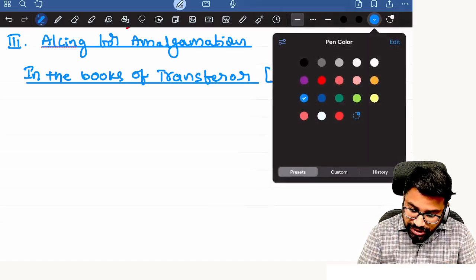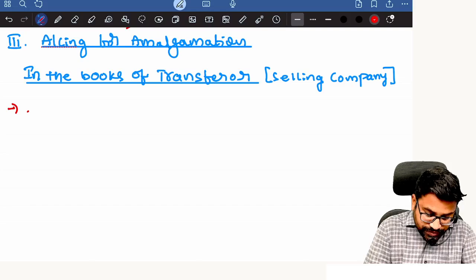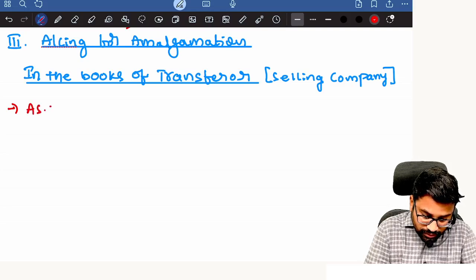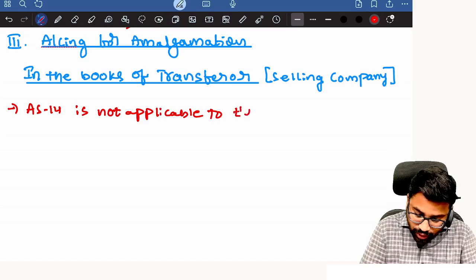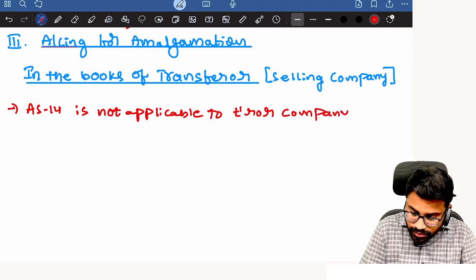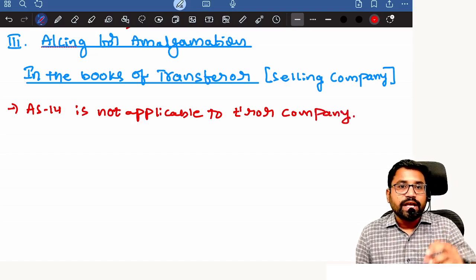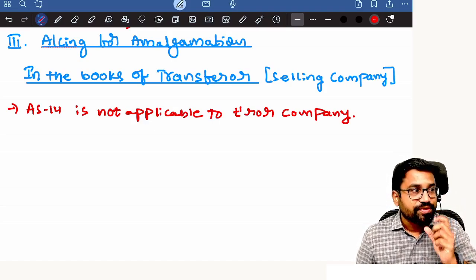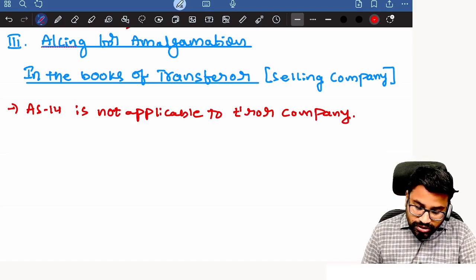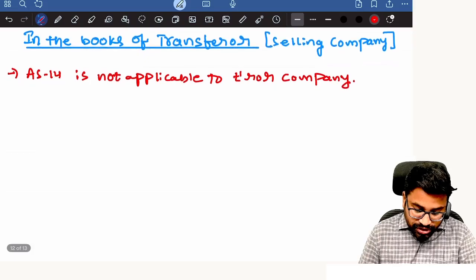First point you need to understand is AS 14 is not applicable. AS 14 is not applicable to transferor company. AS 14 is exclusively framed for accounting of amalgamation in the books of transferee. Therefore, in the books of transferor, AS 14 is not applicable.